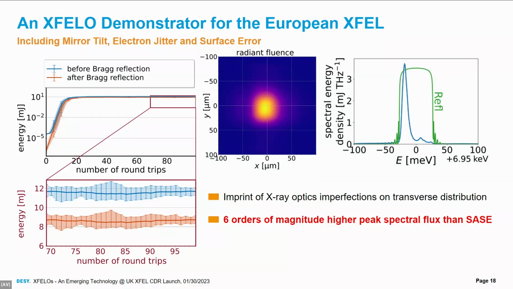The transverse profile is a little bit distorted. This comes from the imperfection of our X-ray optics, so this is also taken into account. On the right side, we see the spectral energy density, which is 6 orders of magnitude higher than SASE, and also much higher than most other seeding schemes. However, this is for the trapped radiation. It's not the transmitted one. The transmission is basically 0 where our spectral peak is, and what we transmit is just the side wings outside the green curve.